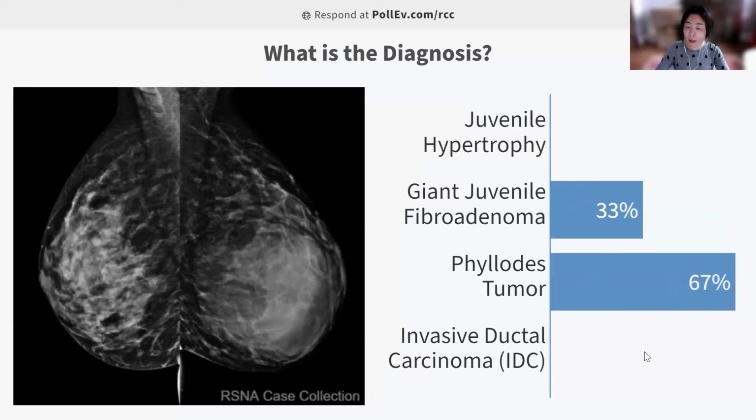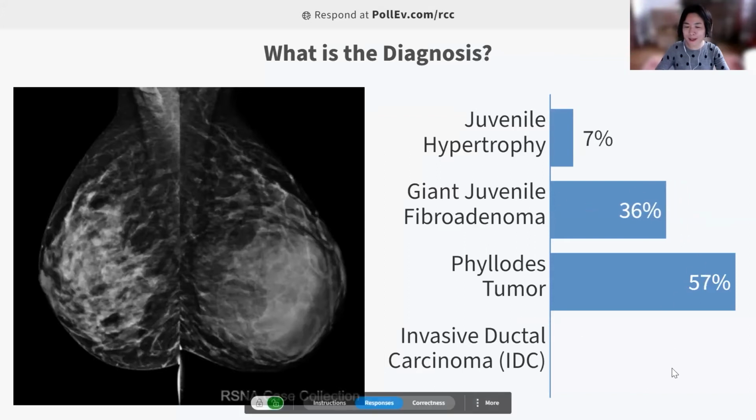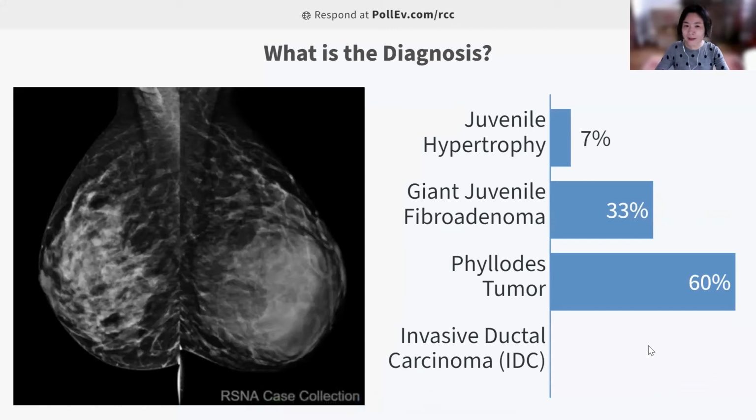Is this juvenile hypertrophy? Is this giant juvenile fibroadenoma? Is this a case of phyllodes tumor? Or is this invasive ductal carcinoma? Yeah, this is a tough distinction between these two. I do agree. And I'll give it a few more seconds.